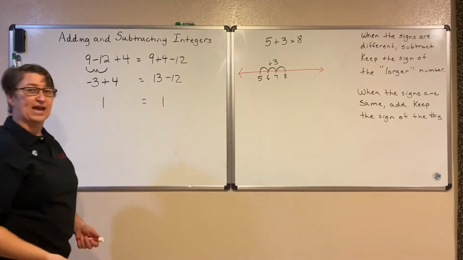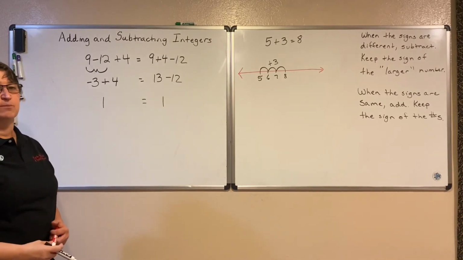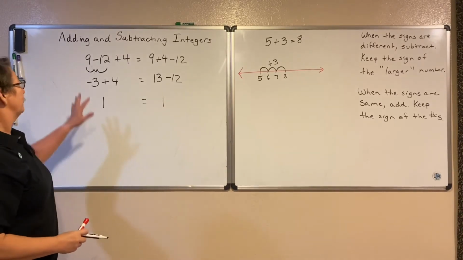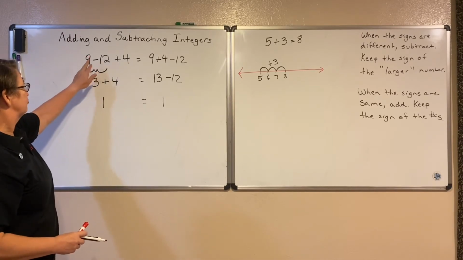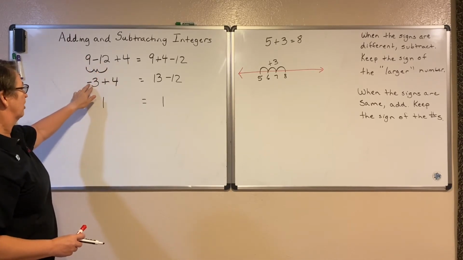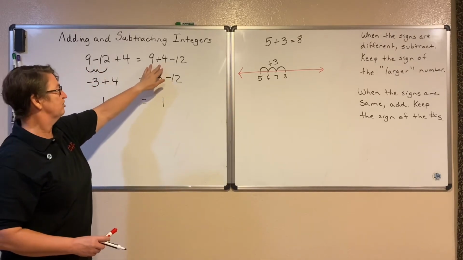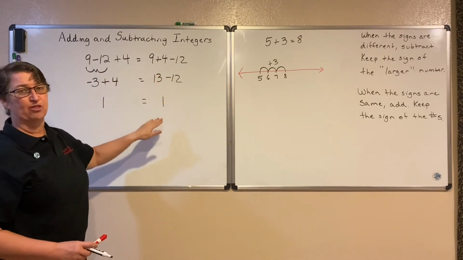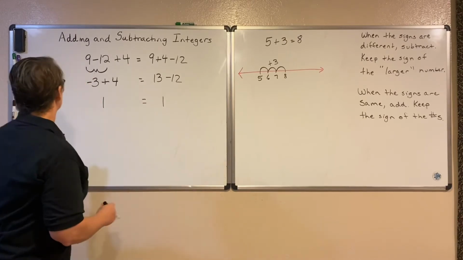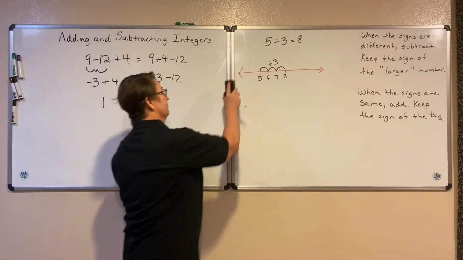Notice that in both cases, I ended up with the same number. So when their signs are different, subtract and keep the sign of the larger number. But when the signs are the same, you just add and keep their sign. Let me show you one other thing.